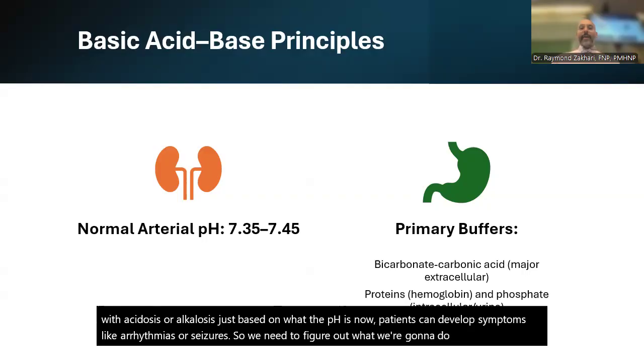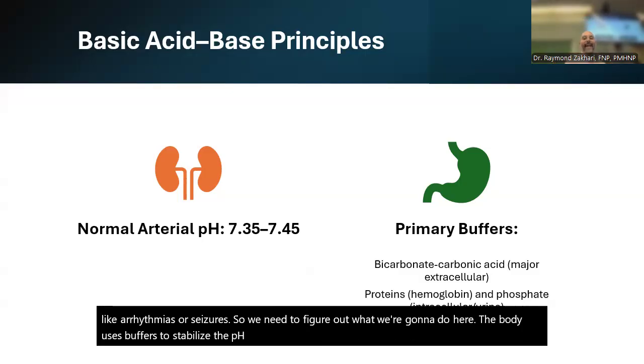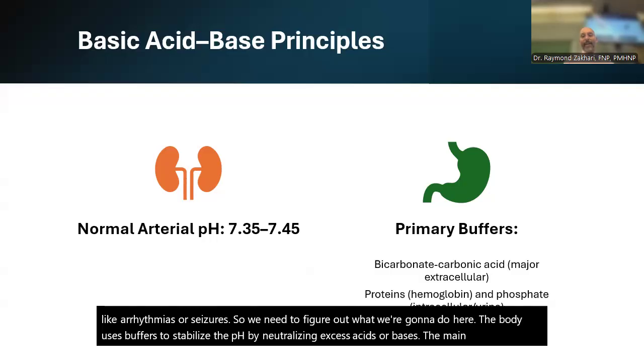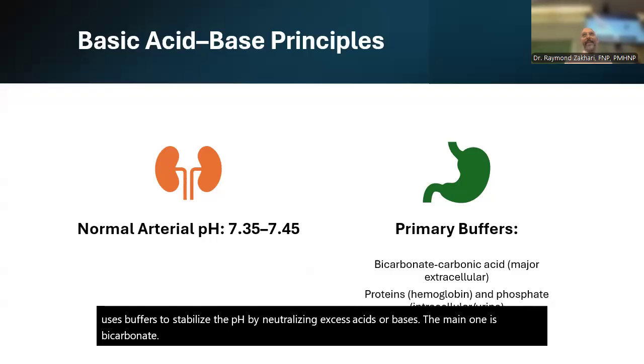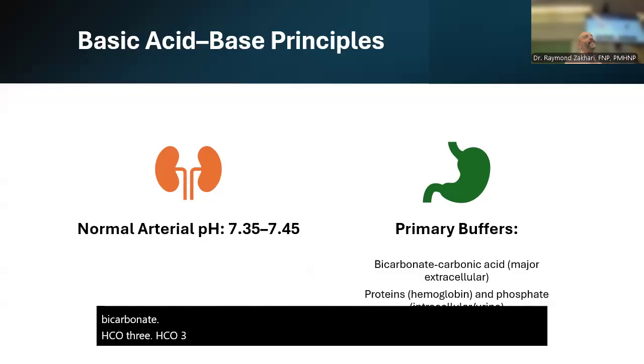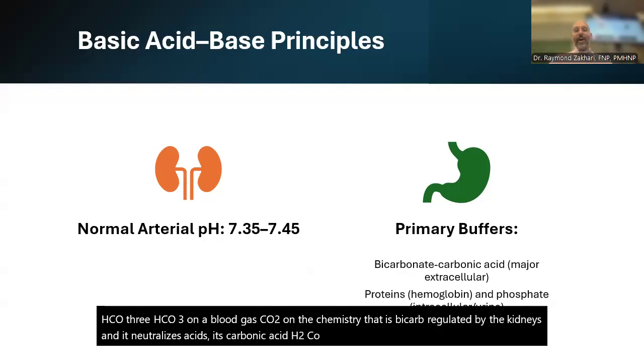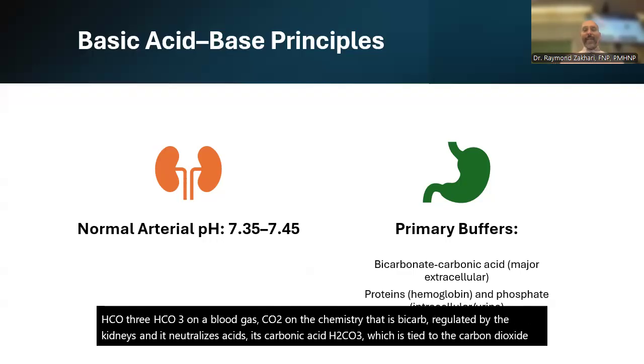Now, patients can develop symptoms like arrhythmias or seizures, so we need to figure out what we're going to do here. The body uses buffers to stabilize the pH by neutralizing excess acids or bases. The main one is bicarbonate, HCO3. HCO3 on a blood gas, CO2 on the chemistry. That is bicarb. Regulated by the kidneys, and it neutralizes acids. It's carbonic acid, H2CO3, which is tied to the carbon dioxide level controlled by the lungs.